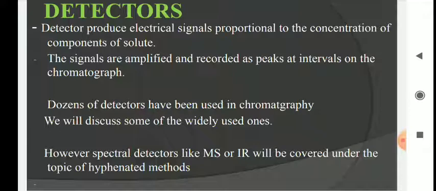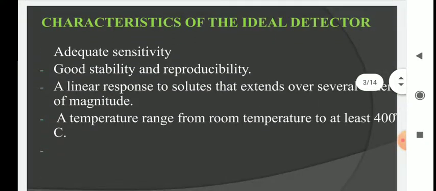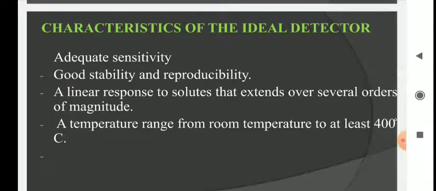Now, before we start with the actual detectors, let us see what the characteristics of an ideal detector are. The first characteristic is adequate sensitivity. If you have a small size sample, then the detector should be able to detect it. If you have a bigger size sample, then also it should be able to detect it. So the sensitivity of the detector should be adequate for the sample. Whatever sample you are analyzing, there should be a suitable detector with adequate sensitivity to analyze it.